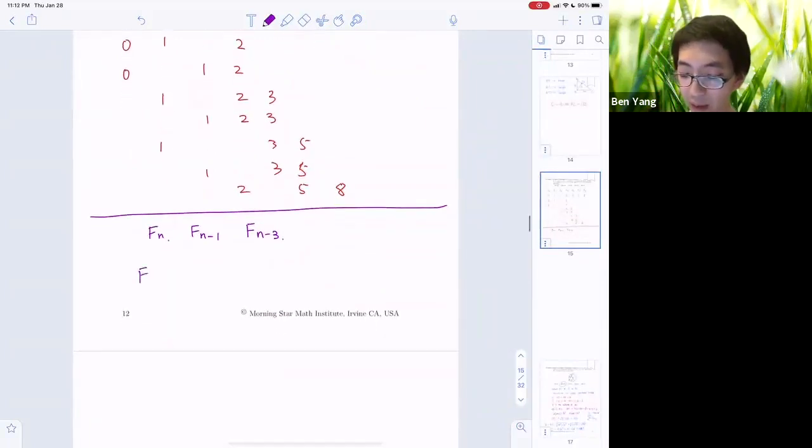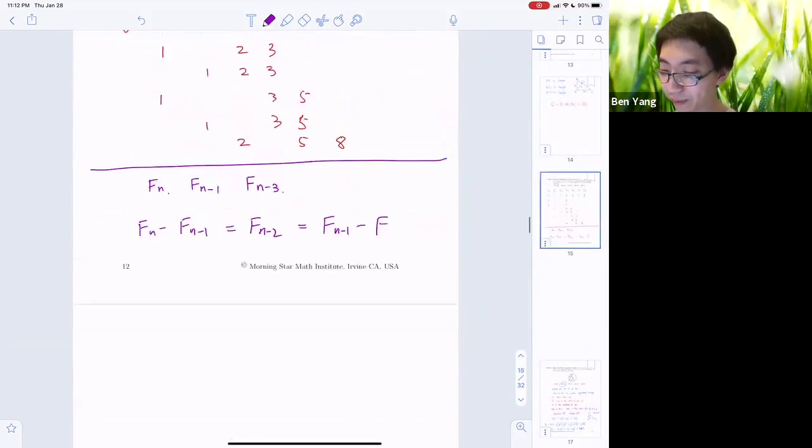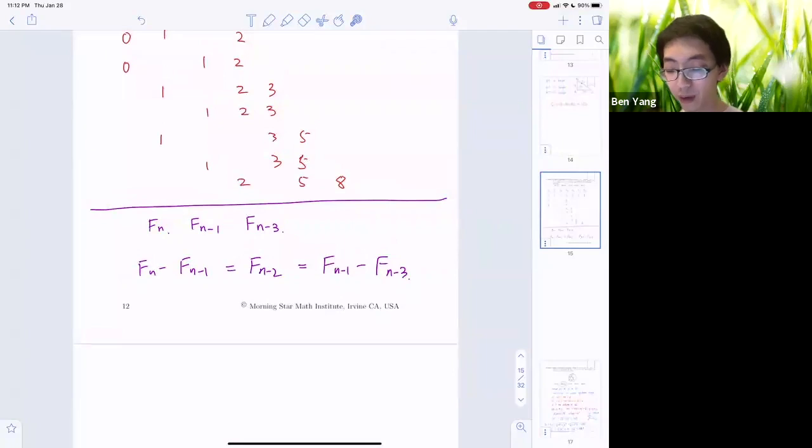So we have Fn minus Fn minus 1. That's equal to Fn minus 2. But we also know that Fn minus 2 is equal to Fn minus 1 minus Fn minus 3. Okay, so the difference here is equal to the difference here. That just shows those 3 numbers form an arithmetic sequence.